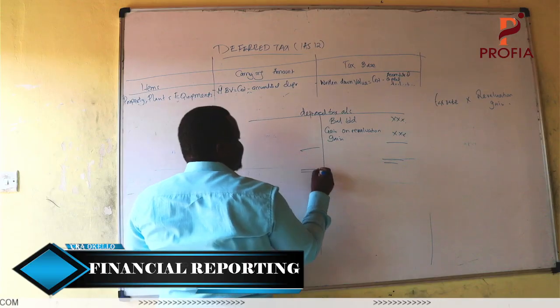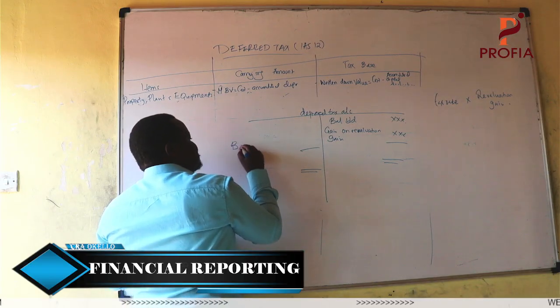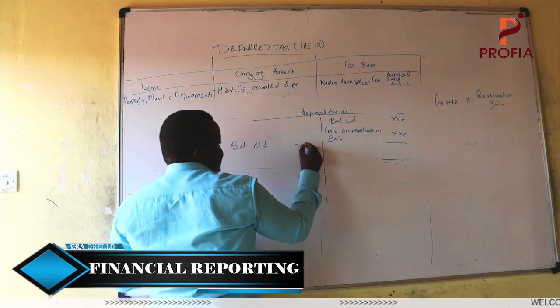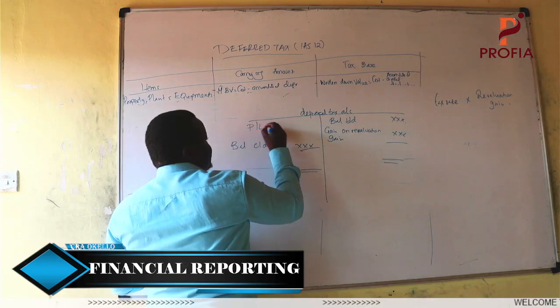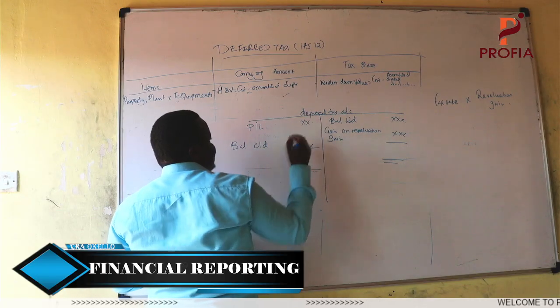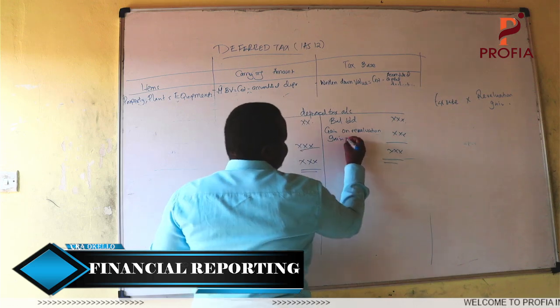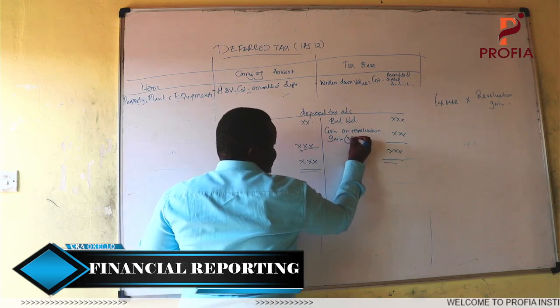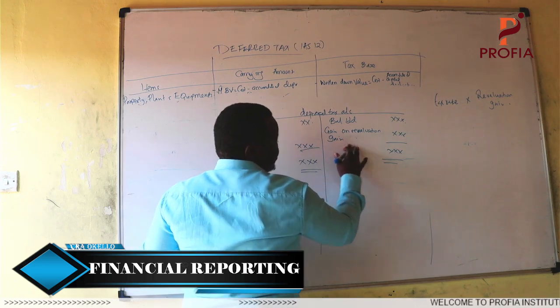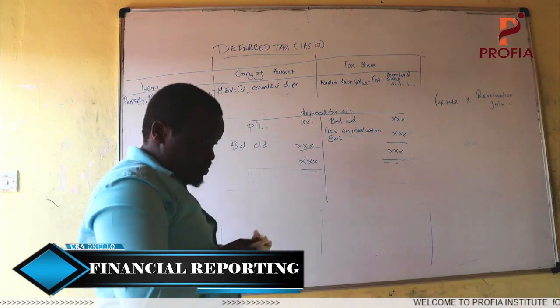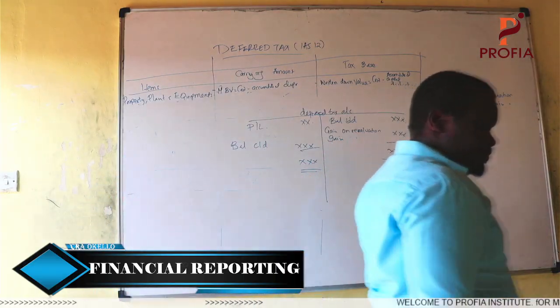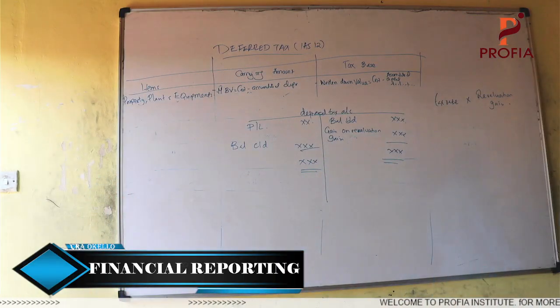I'll show you where to use this. Let's carry it down. This is what goes to P&L. And you see these are simply 30% terms. But what is the percentage? I don't want you to be confused at this stage, because the examiner can even say the percentage is 40%.